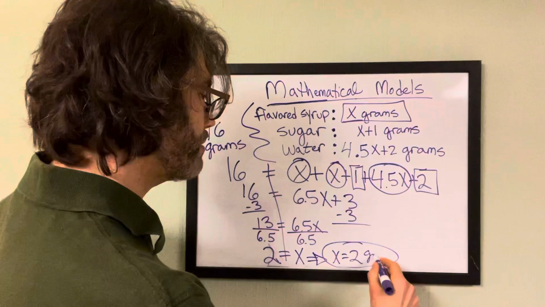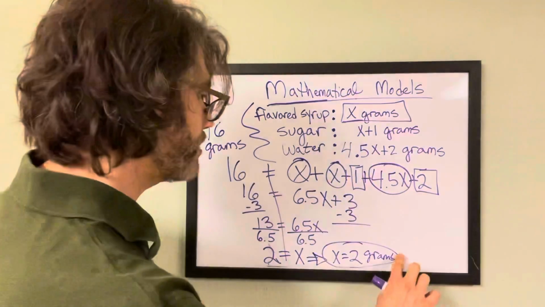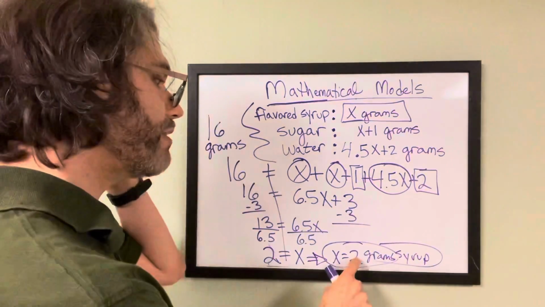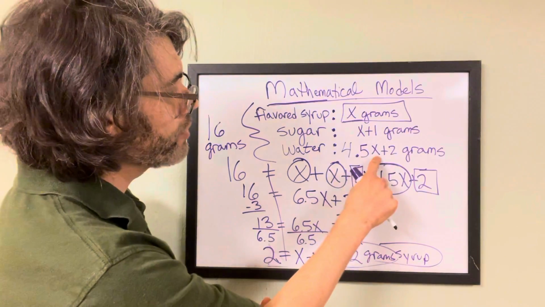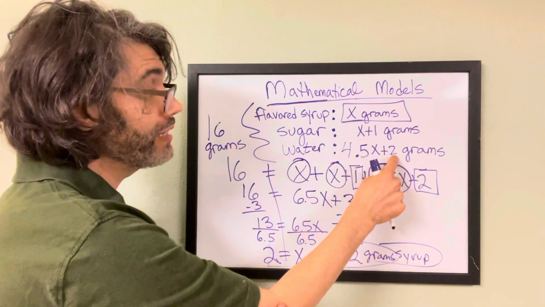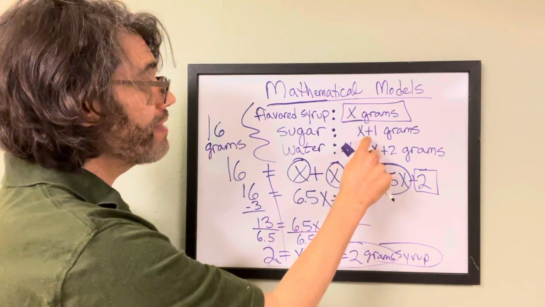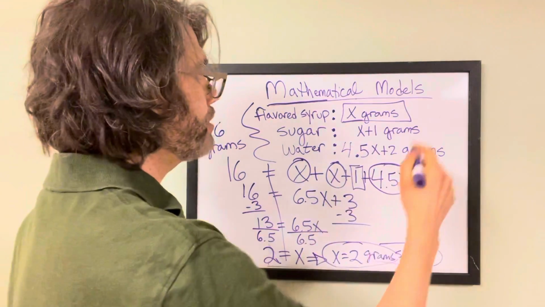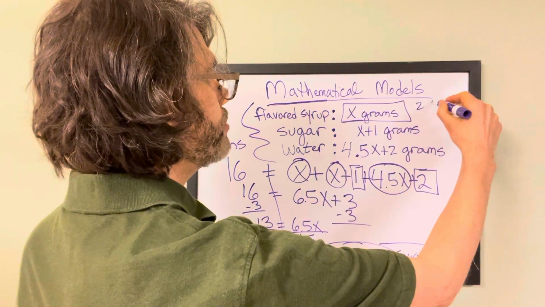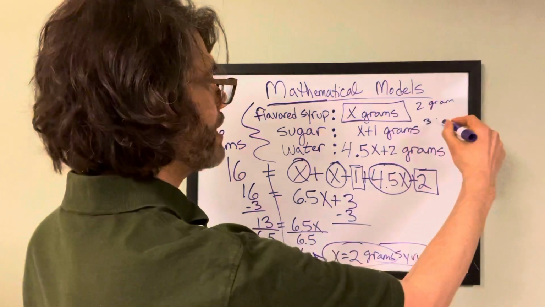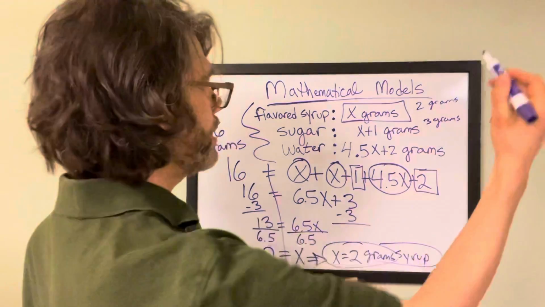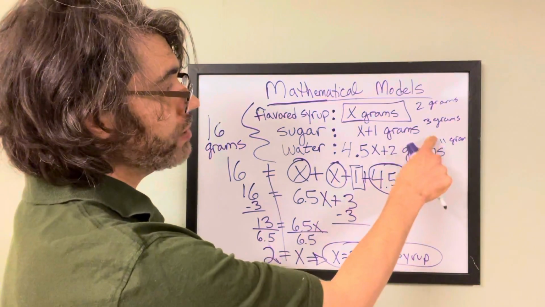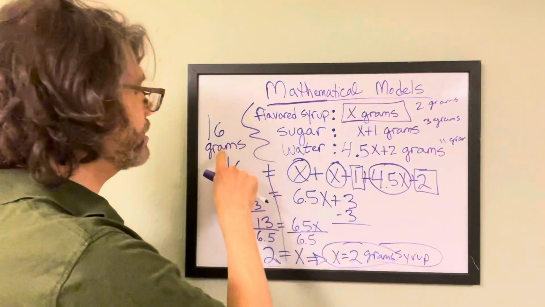So x equals 2 grams of syrup, okay? And if we're going to have 2 grams of syrup, we're going to have, let's see, 2 times 4.5 is 9. 9 plus 2 is 11. We're going to have 11 grams of water. And then 2 plus 1 is 3, so 3 grams of sugar. So it's going to be 2 grams of syrup, 3 grams of sugar, and 11 grams of water. So 11 plus 3 is 14. 14 plus 2 is 16. So there we got it.